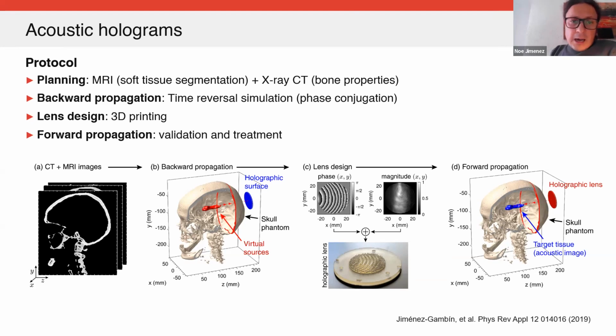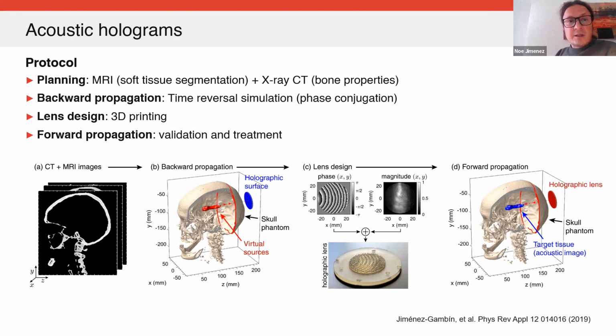So we set a collection of virtual sources in your simulation in the places where the target is going to be, and then you record the field in the place where the transducer is going to be, where the lens is going to be, in this holographic surface. So with this phase and magnitude information at the central frequency of your source, then you design just a lens.